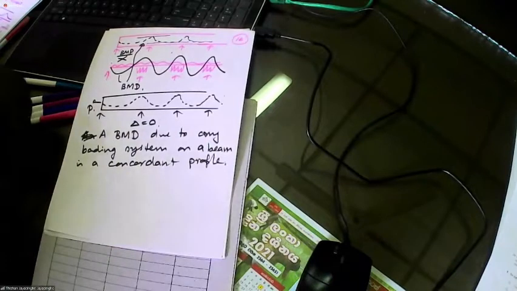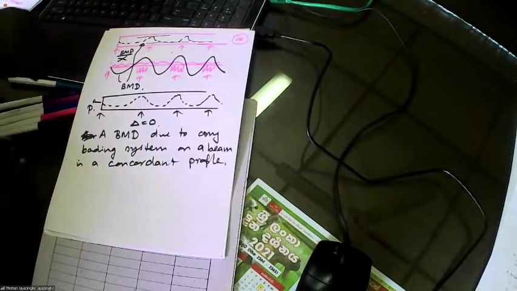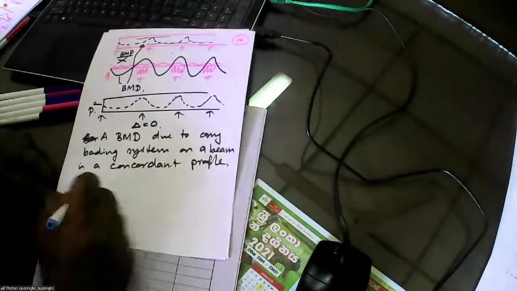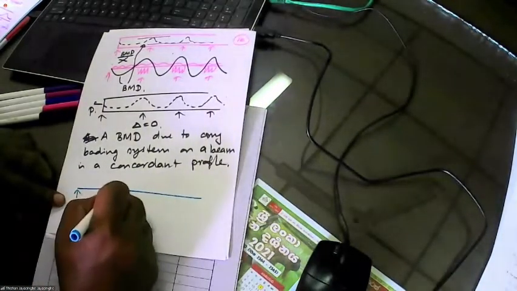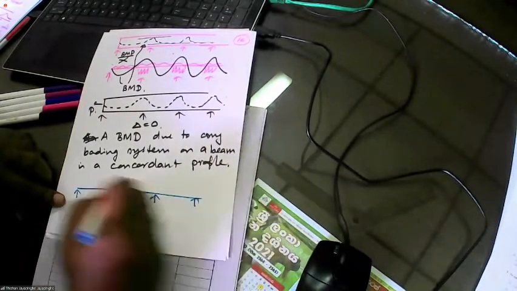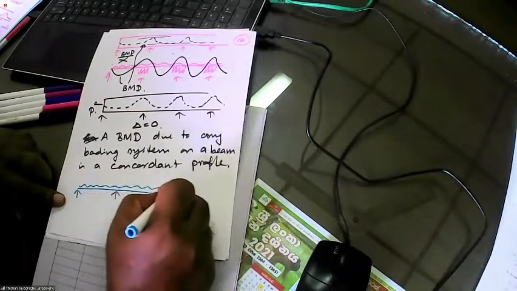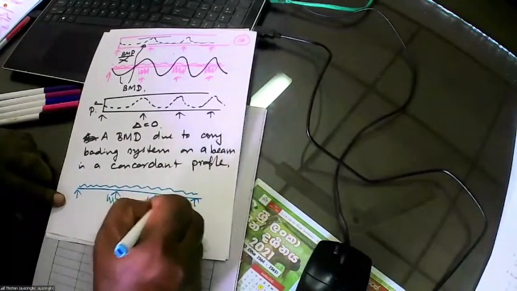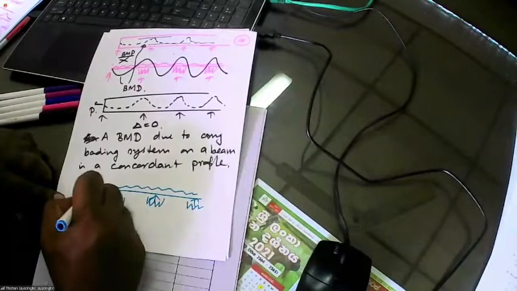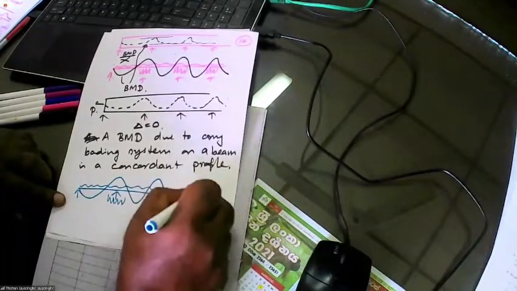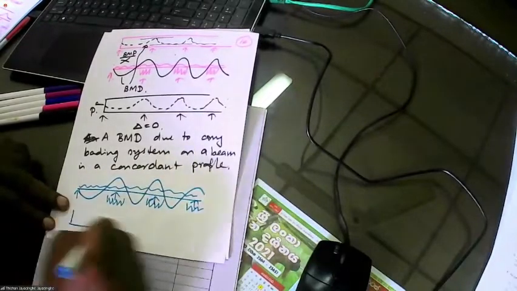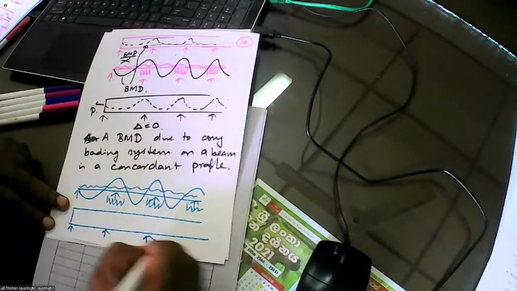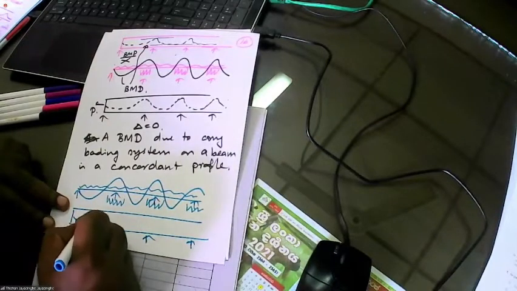So then how do you find a concordant profile? We have our beam, box girder. We apply any set of loading, and then we remove the supports and get a bending moment diagram like that. And then scale down and fix it inside the beam.